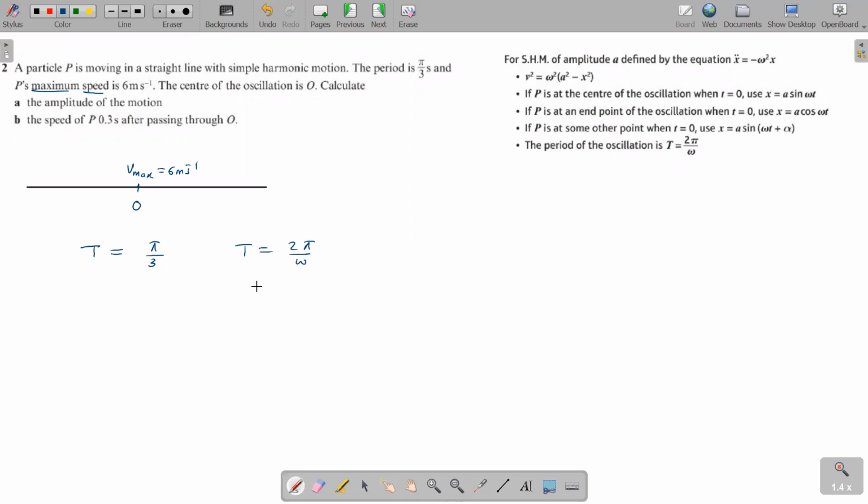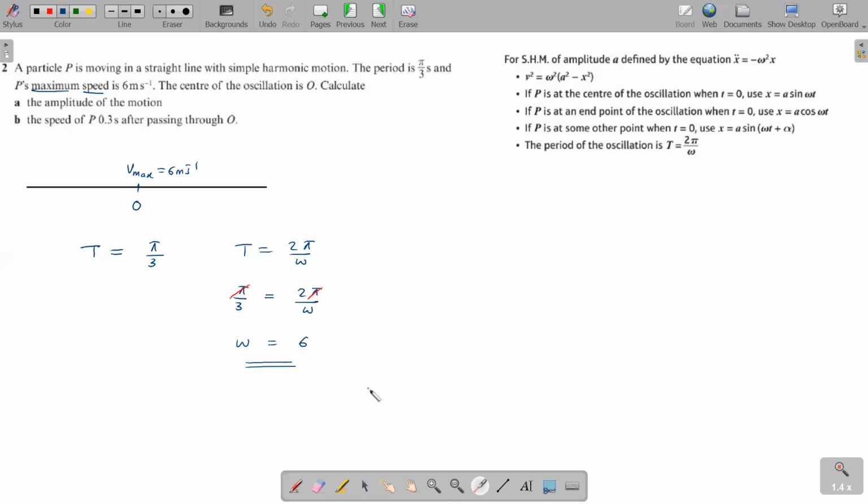So periodic time is pi over 3 equals 2 pi over omega. Do you recall? Pi cancels out and omega comes up over here. 3 times 2, omega answer is 6. Do you agree? So omega, the constant value of omega, is 6. Now what do we do? They're asking us to find the amplitude.